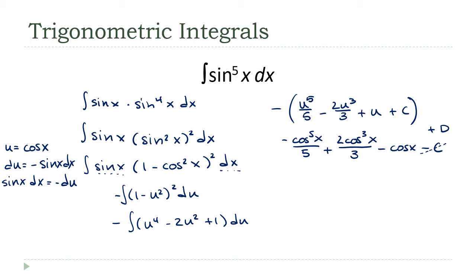And if I had cosine there instead of sine, I would do exactly the same thing. I would pull a cosine off, and then replace cosine squared with 1 minus sine squared. And you do the exact same u substitution over here.